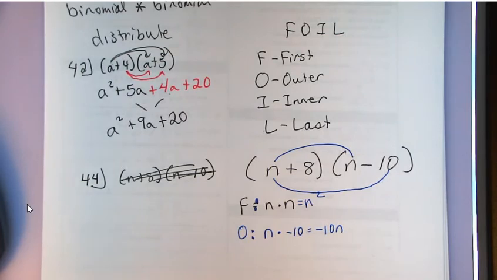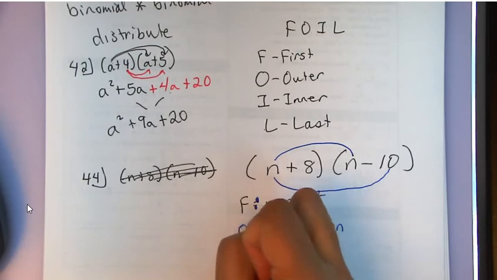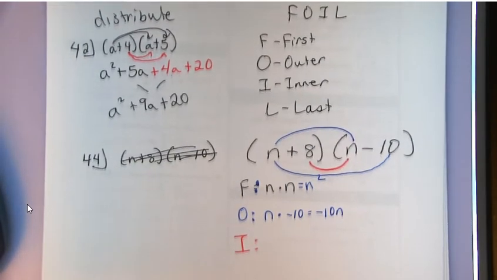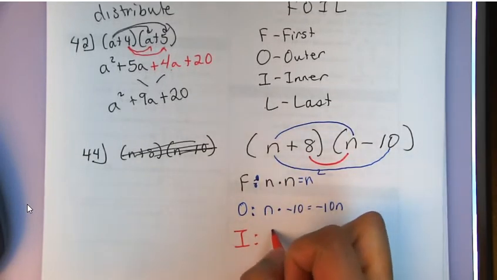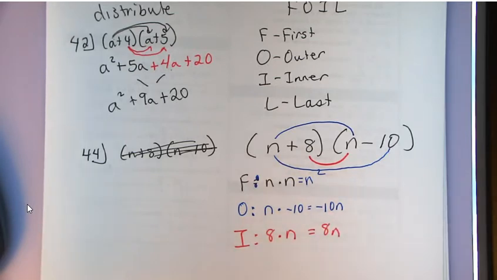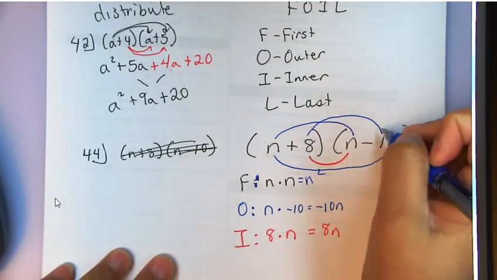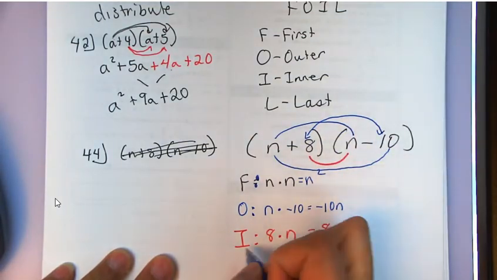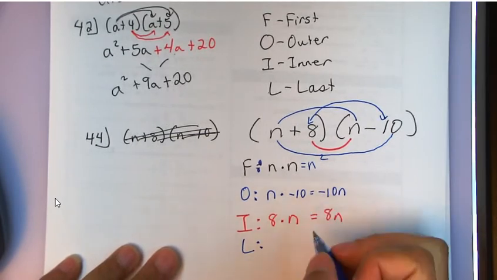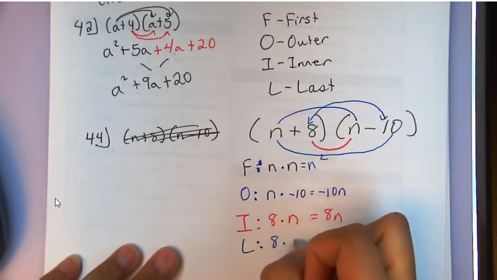Then we move to the inner. There's the inner. And we have 8 times n, which is 8n. And then we move to the last. Here's the last. Running out of room, which is 8 times negative 10, which is a negative 80.